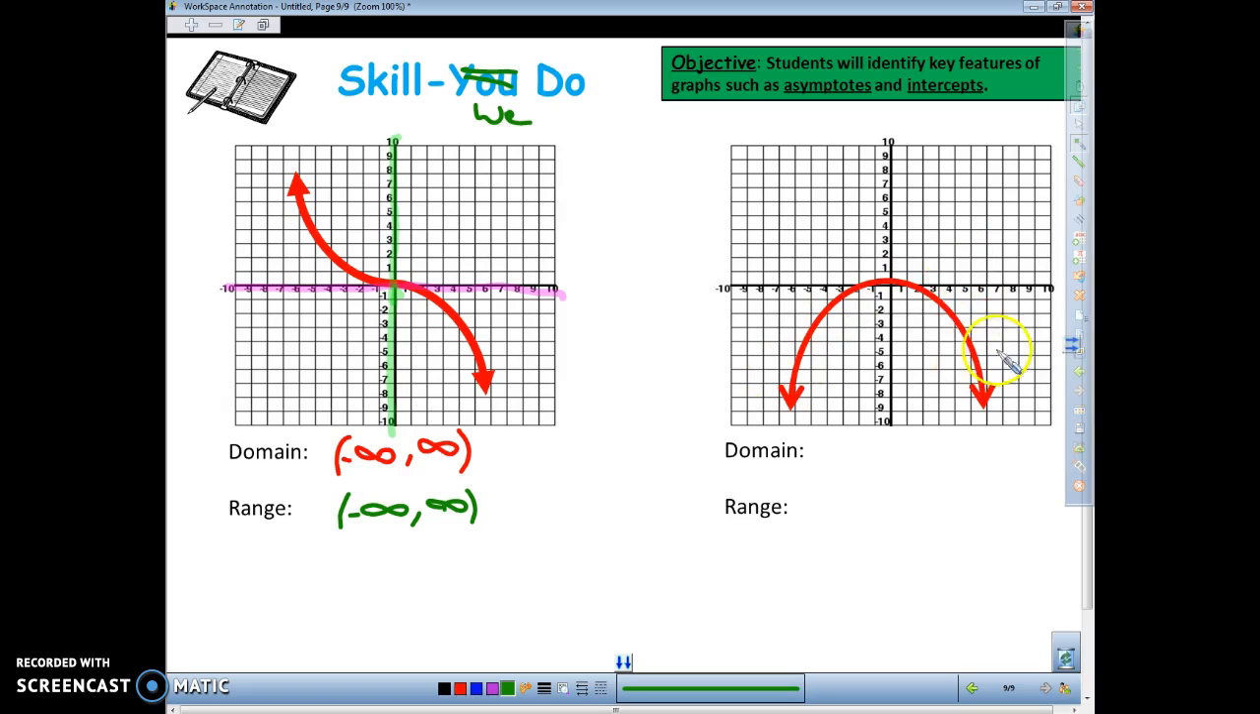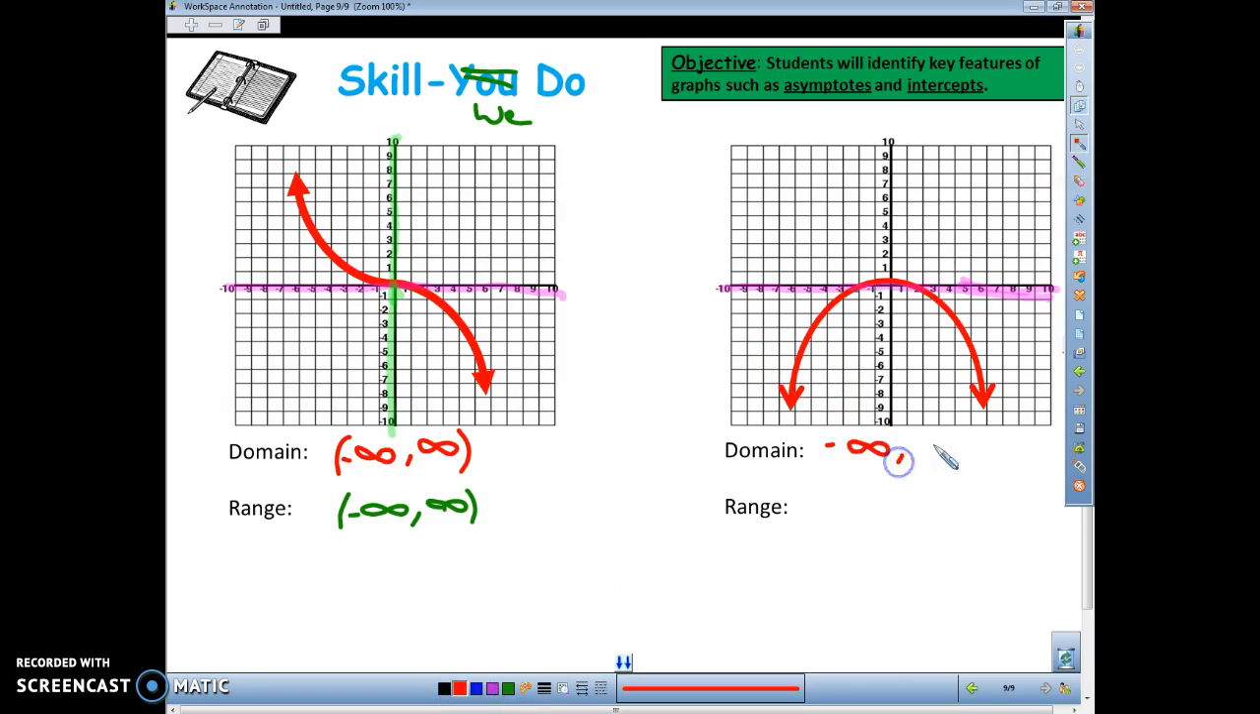Here, this function again has two arrows on the end, so if I'm talking about domain, it's also going to be the set of all real numbers. So negative infinity to positive infinity, right? I have an arrow going this way and an arrow going this way, and that's going to be my domain.